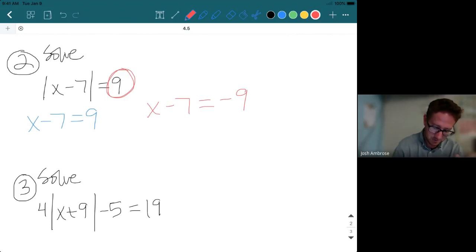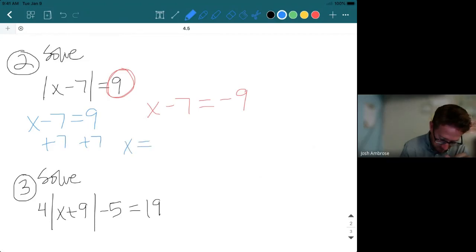Okay, so now let's go through. Let's solve each little equation. Add 7, x equals 16. That's one of our answers.